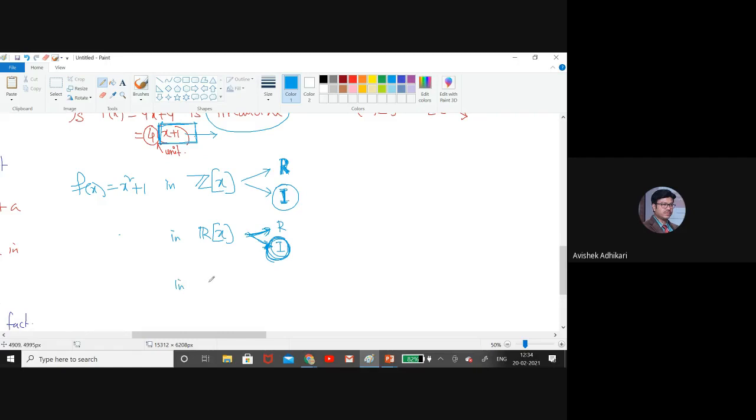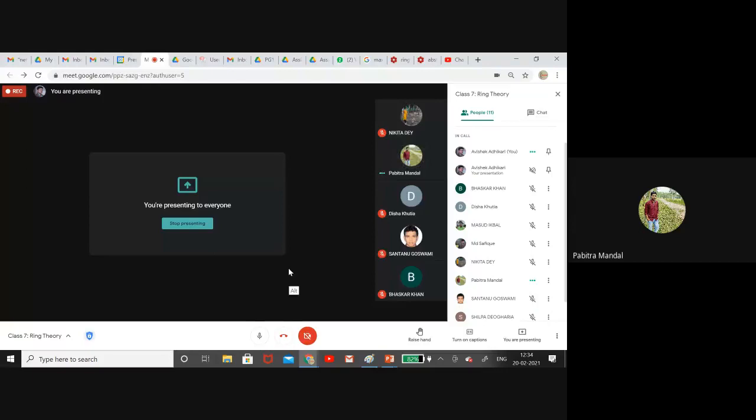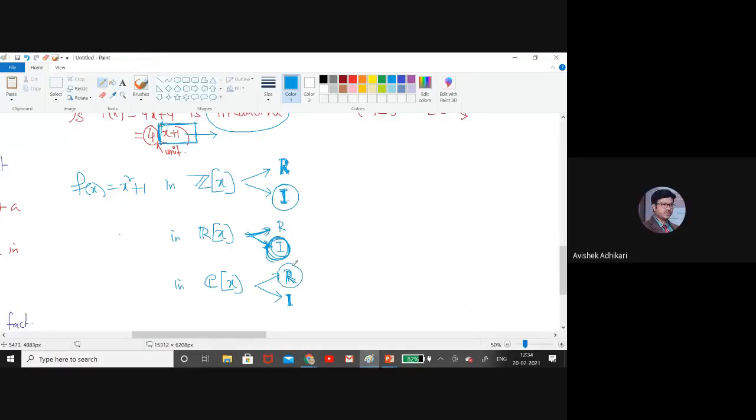Now, if I consider this to be in Cx and ask you the same question, is it reducible or irreducible? What would be your answer? Yes, this is reducible because you can reduce this in terms of x plus i into x minus i. And this belongs to Cx, and this also belongs to Cx, right?